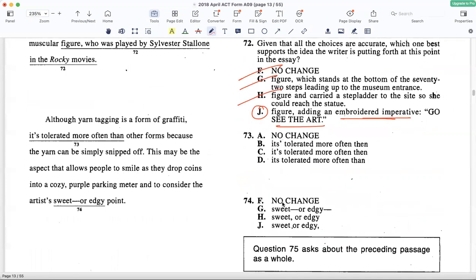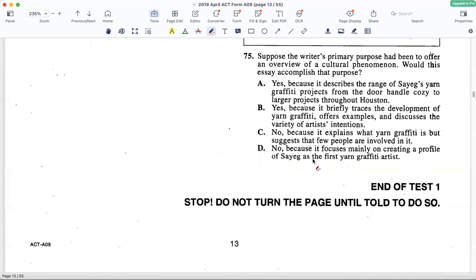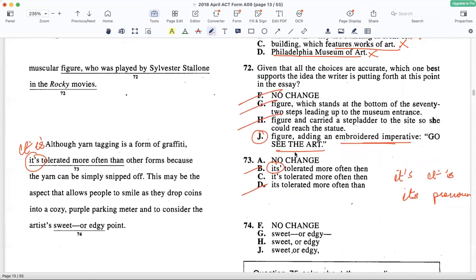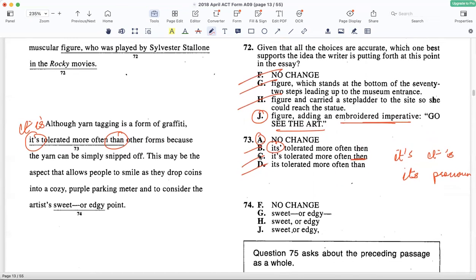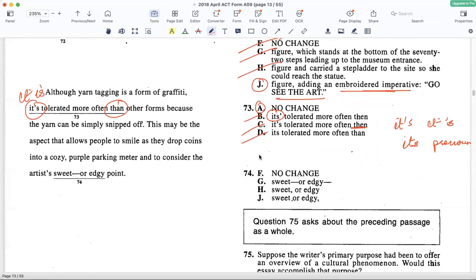Although yarn tagging is a form of graffiti, it's tolerated more often than other forms because the yarn can be simply snipped off. Okay, so it's tolerated. Obviously, I have to refer to it is. So this is correct with the apostrophe. So D is wrong and B, this is not a word. You have IT apostrophe S, which is it is. And you have ITS without the apostrophe, which is the pronoun, right? But you don't have ITS apostrophe, that's not a word. Now it's tolerated more often than THAN, comparative, not THEN. So it's A. It's tolerated more often than other forms because the yarn can be simply snipped off.